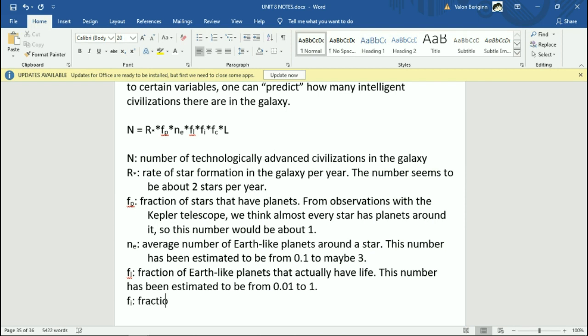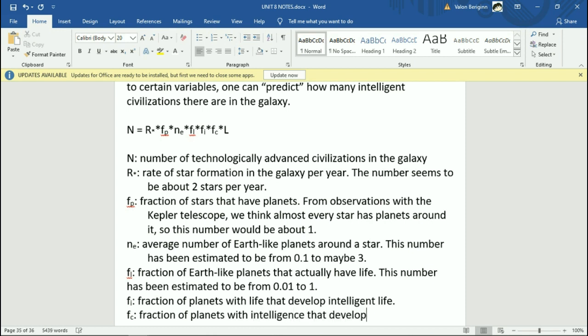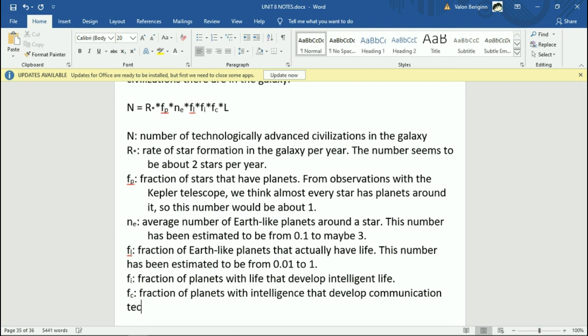Fi, which is the fraction of planets with life that develop intelligent life, and similarly FC is also related, which is the fraction of planets with intelligence that develop communication technology. Originally, this equation was designed with a sense of what aliens we can communicate with. So think about sending radio signals into space and stuff. This is how it was originally designed. I like to think of it now as which planets develop an actual industrial technological civilization.